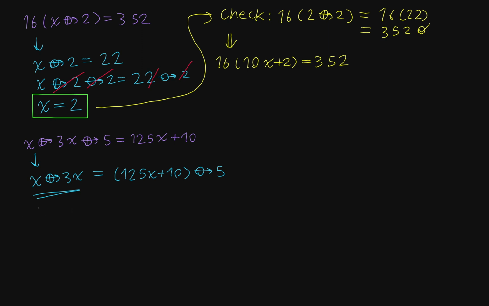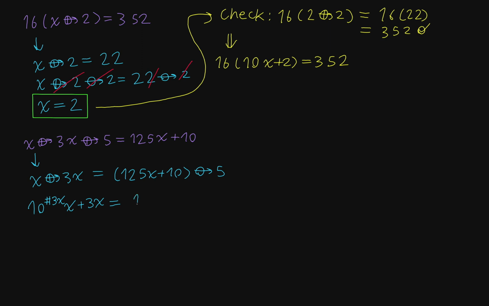But so anyways, we're just going to use the definition now. So x concat 3x, that's just 10 to the digit count of 3x times x plus 3x. And now here for deconcat on the other side, we know what the second number is. That's just 1 digit.